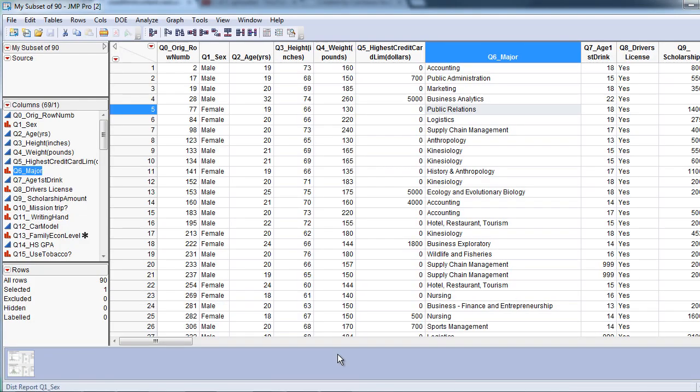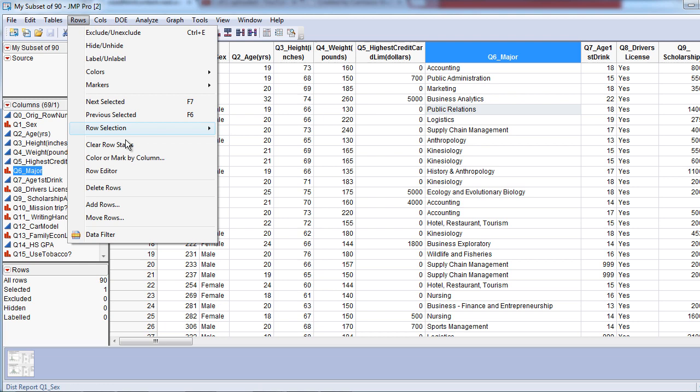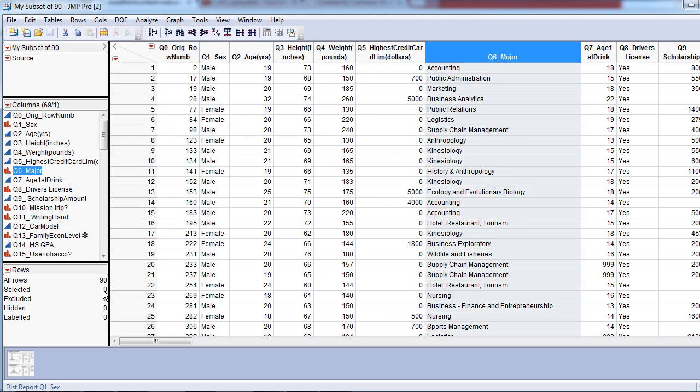Well, let's go in here and produce some side-by-side box plots. It doesn't matter that I have one selected, but once again, if you have something selected, you can go to Rows, Clear Row States. Having something selected won't be bad. We would not want excluded or hidden though. Selected means it's just selected like that.